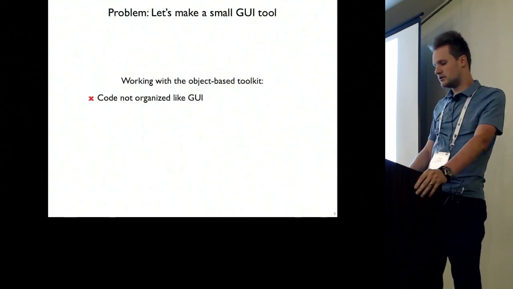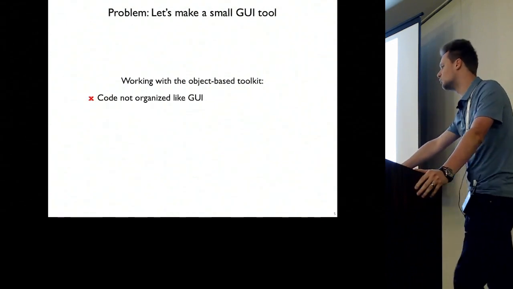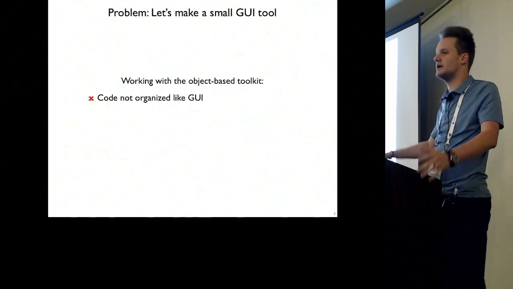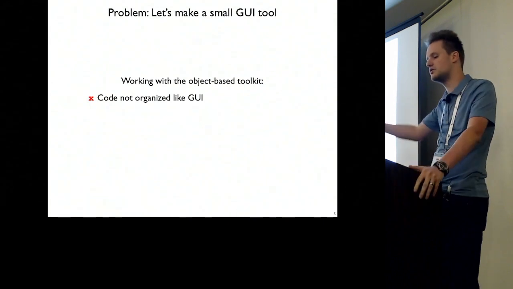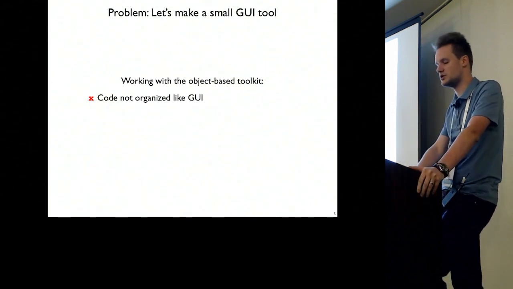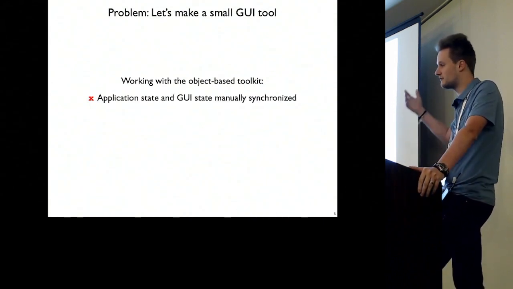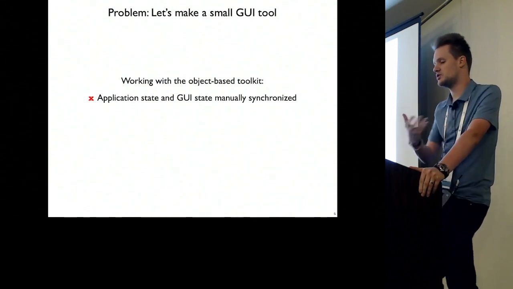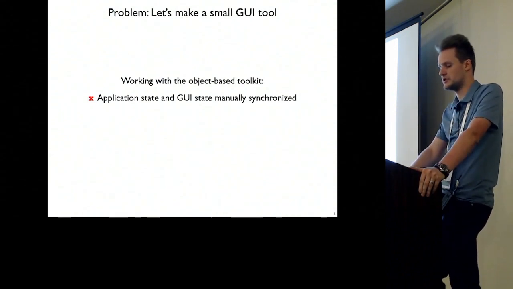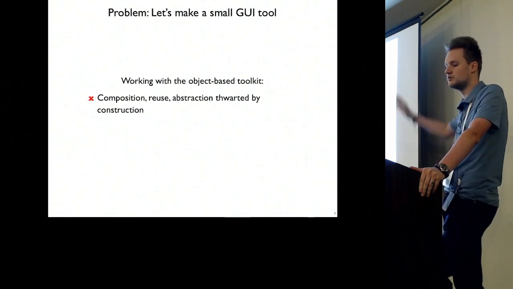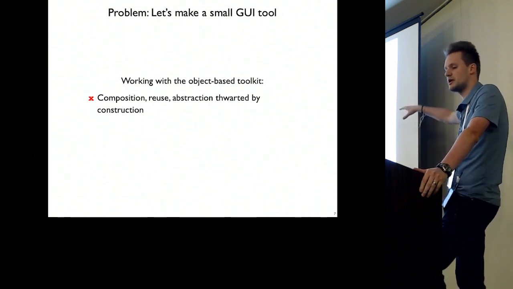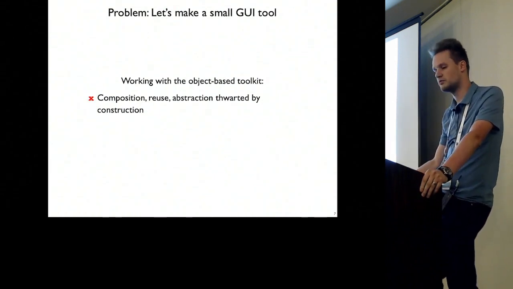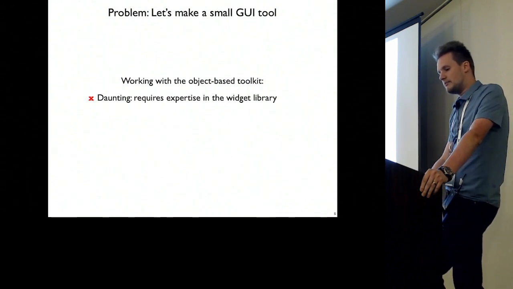But there are some downsides. Working with this toolkit, we have lots of classes, and our code is not really organized in the same way as our application is. We have to do a lot of state synchronization between our application and the things we want to display on the screen. And in general, we struggle with composition, reuse, abstraction, all the things we were talking about this morning with Michael. And it's a bit daunting.